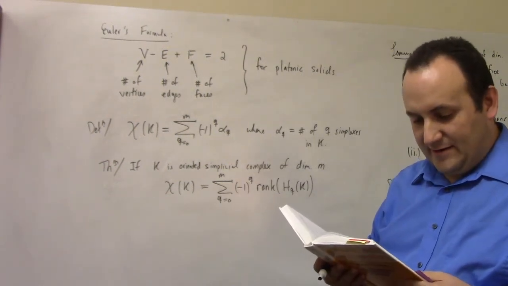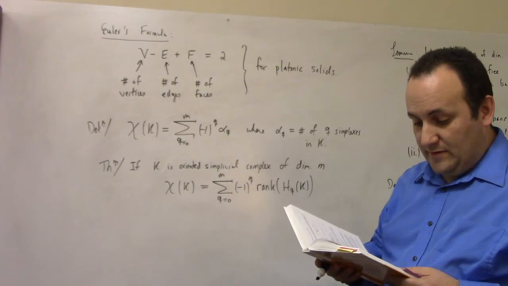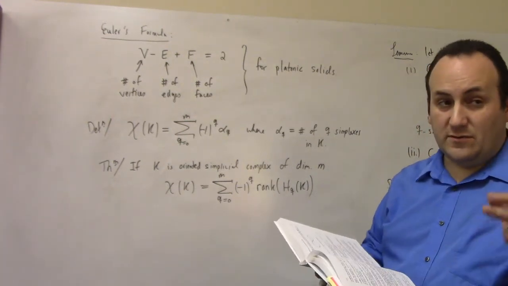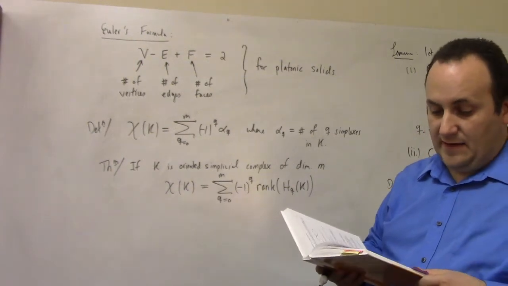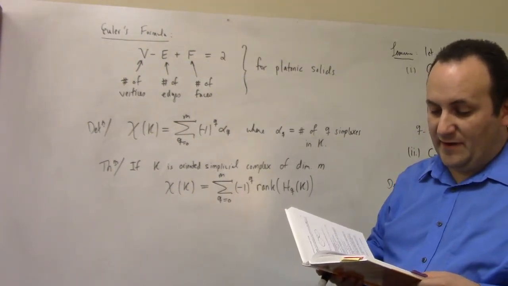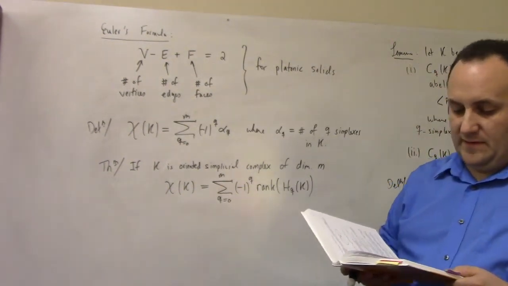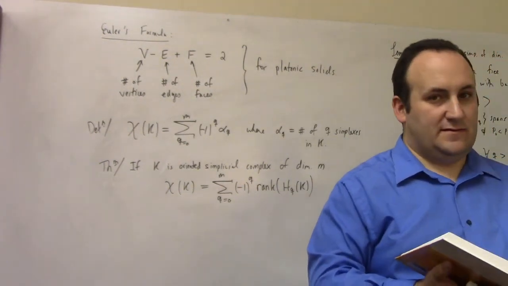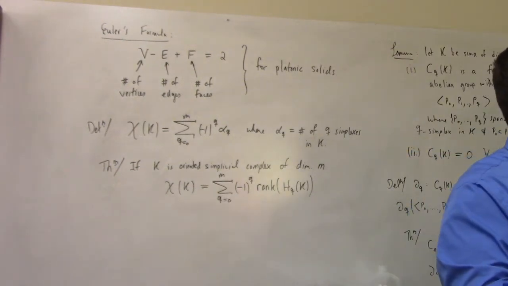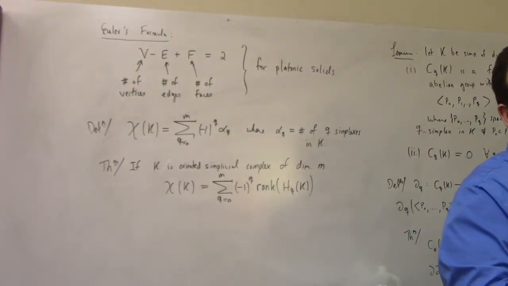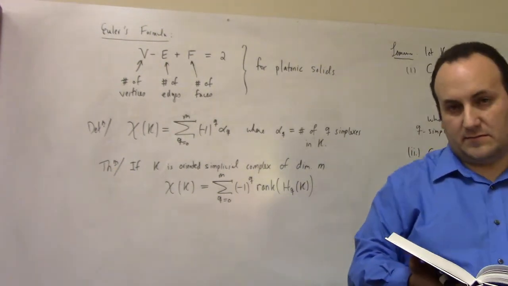Anyway, I digress. The qth homology group of X is 0, again X is a polyhedron of dimension m, for all q larger than m. And then the mth homology group of the polyhedron of dimension m is free abelian. That's very analogous to this theorem we had earlier for the oriented simplex of dimension m. Right now we're talking about polyhedra.